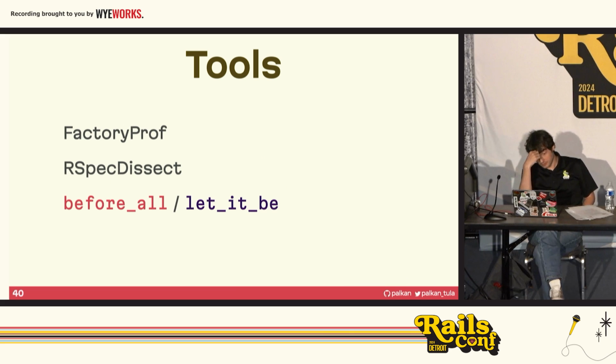So, FactoryProf and RSpec Dissect are tools that help you figure out which repetitive data is being reused. I call it recycling, with let it be as an example of recycling, right? Because we reuse the database state, but we recycle the ActiveRecord Ruby object. So it's good both for the planet and for your test suite.